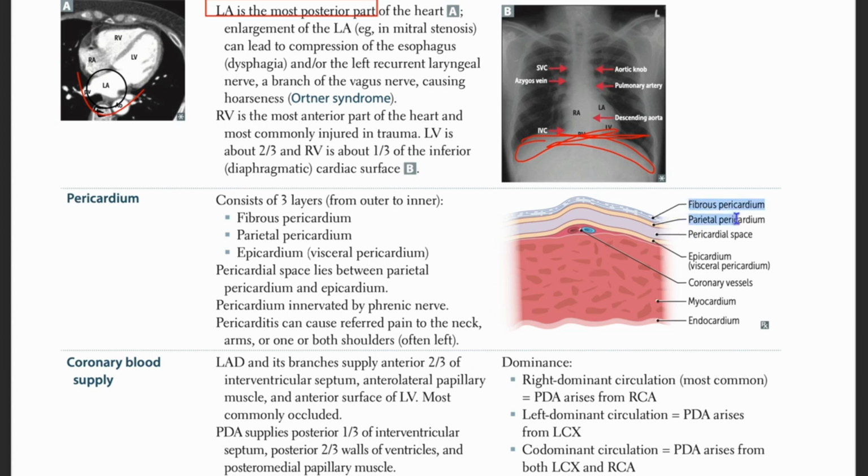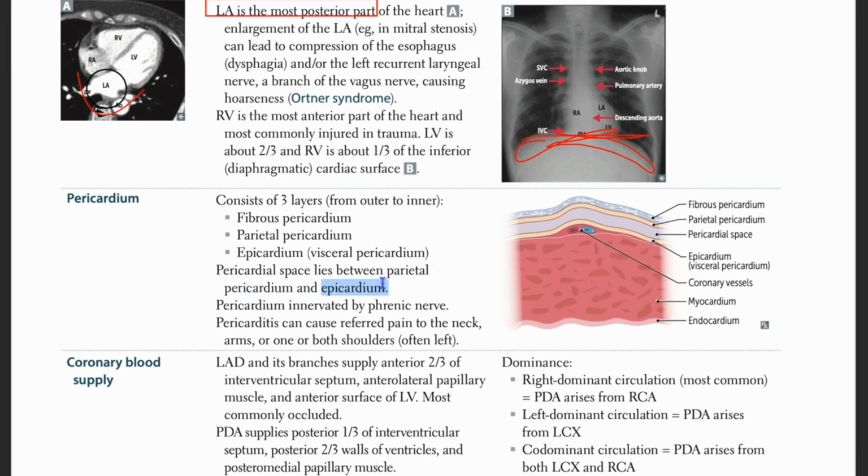So the pericardium has 2 layers basically, right, with the space: the fibrous and the parietal pericardium. On this side, you call that pericardium as well, visceral though, or you can call it epicardium. Between the epicardium and myocardium, you have the coronary vessels, and all the way on the inside of the heart is the endocardium. This is the one that touches the chambers. Okay, so the pericardial space lies between the parietal pericardium and epicardium.